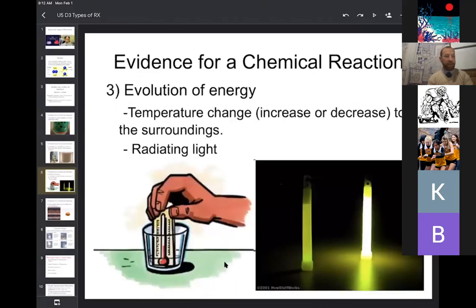If we have the evolution of some energy, either energy is sucked into it, like in one of those crackable cold packs, or energy is released from it, it gets hot like one of those little hand warmers or like a glow stick. Those things are releasing energy from the chemicals themselves. The chemicals beforehand had more energy stored up inside of them. We break those chemicals apart, and when we break them apart, some of that energy is released, and we can see that in either light or heat. And sometimes if we're building a more complex molecule, we have to put energy into it in order to do that. So if we have some change in potential energy in those chemicals, we have had some chemical reaction. So signs of that would be like light or heat.